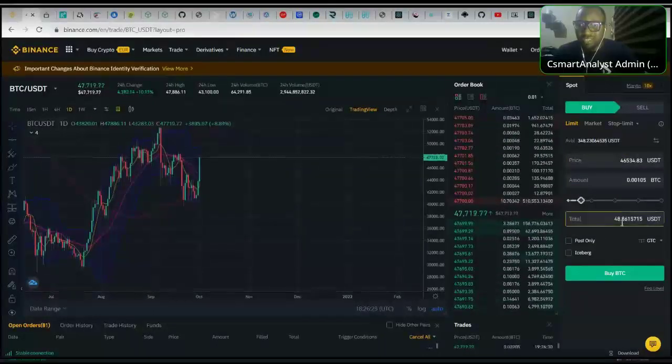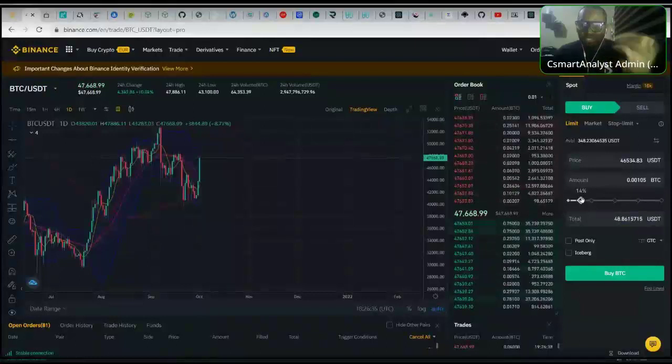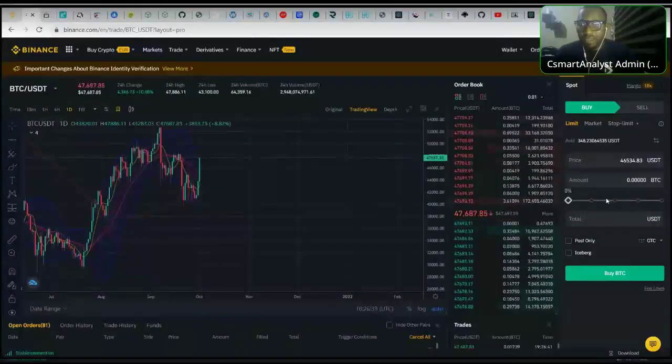It will be showing the total in dollars you're going to be buying. That is if you're trading against Bitcoin. At times it might be trades against Bitcoin or trades against USDT. So you can just place your entry like that. Okay, I hope you understand.